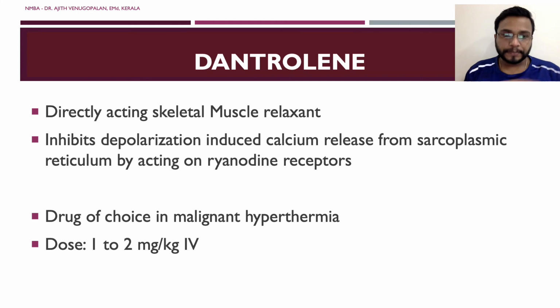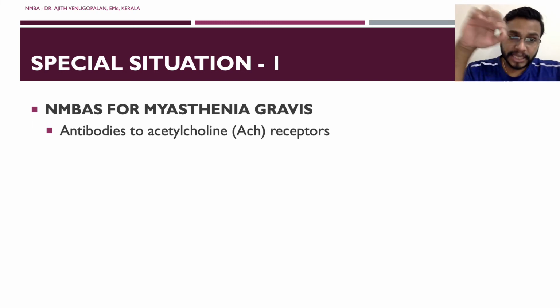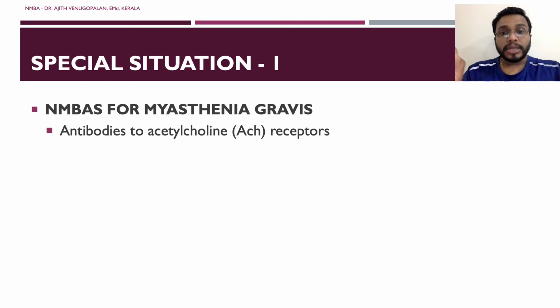Now we move on to the special situations. Special situations with neuromuscular agents include myasthenia gravis. As you all are aware, in myasthenia gravis, antibodies are produced against acetylcholine receptors. These drugs all act at the acetylcholine receptors, so myasthenia gravis is going to produce damage to the acetylcholine receptors. Hence, there are few receptors. So how do you manage such cases?